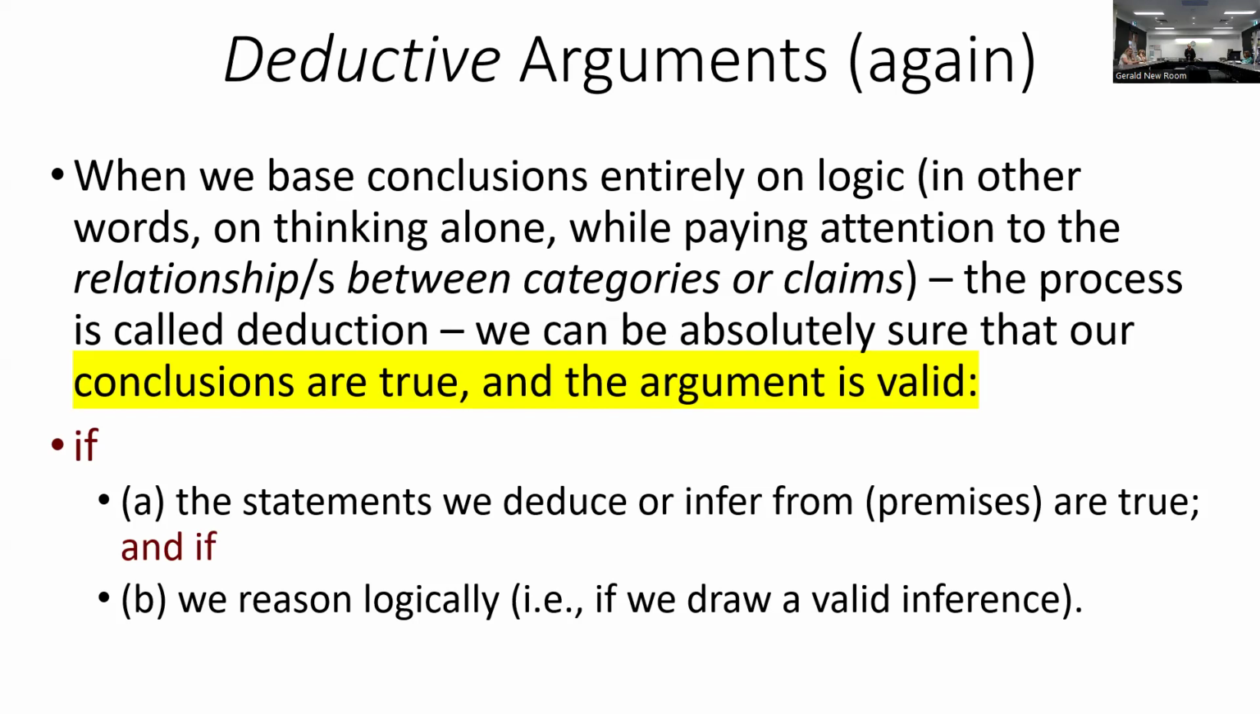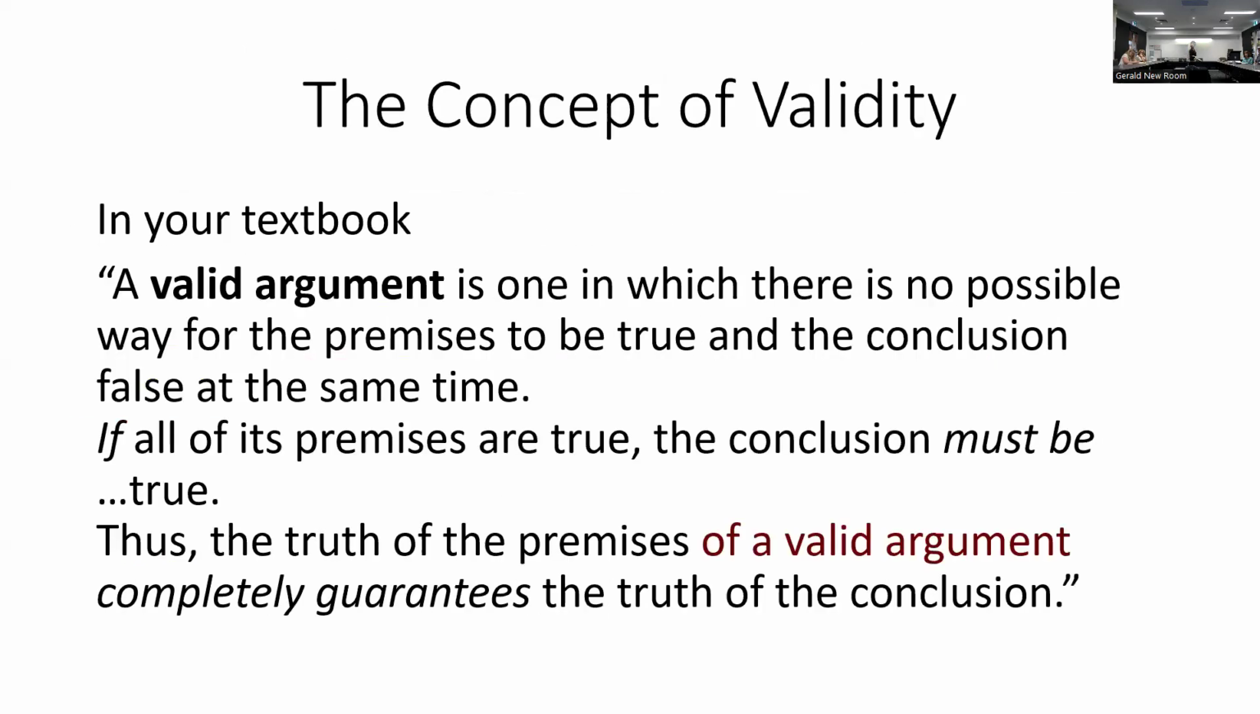It must be true, if the argument is valid. And this is from your textbook. I actually have a little bit of a problem with this, but it's okay if you remember it this way. A valid argument is one in which there is no possible way for the premises to be true and the conclusion false at the same time. If all of its premises are true, the conclusion must be true. Thus, the truth of the premises of a valid argument completely guarantees the truth of the conclusion.